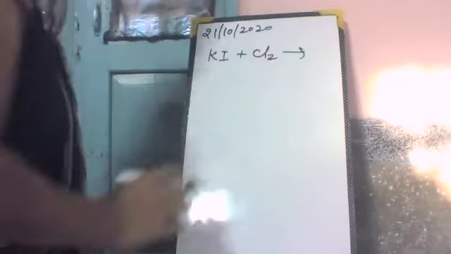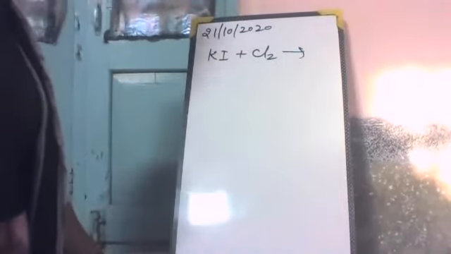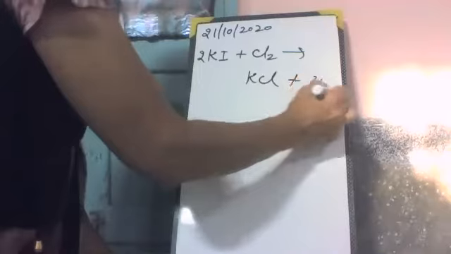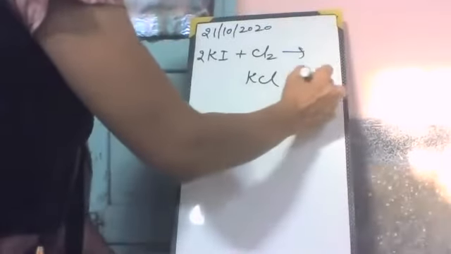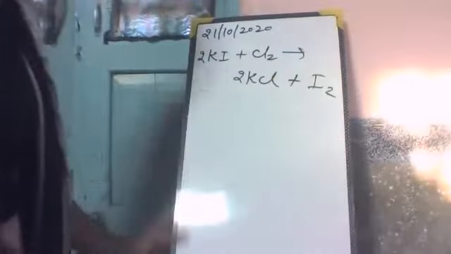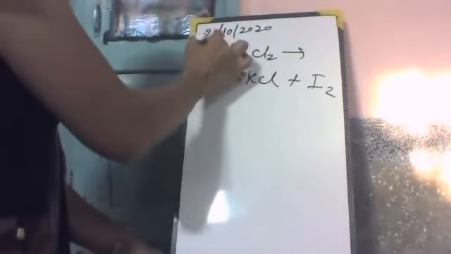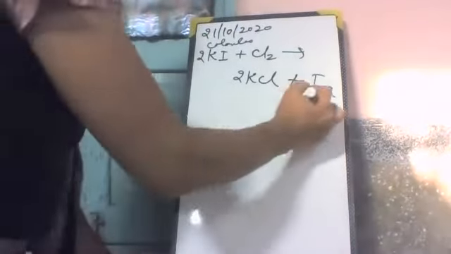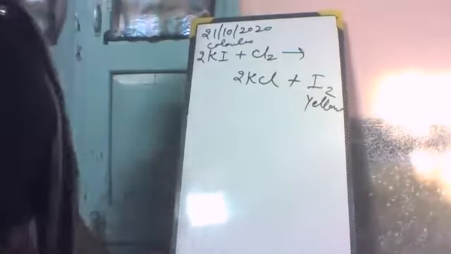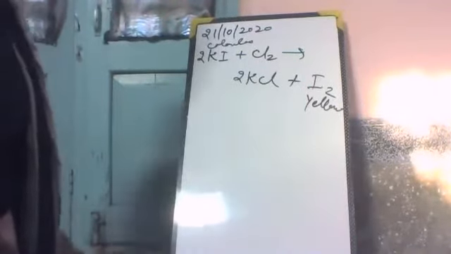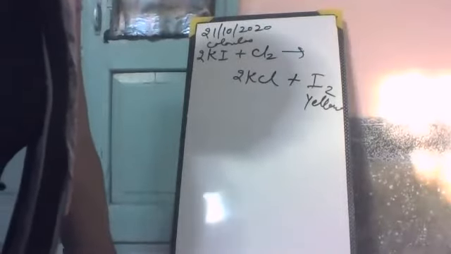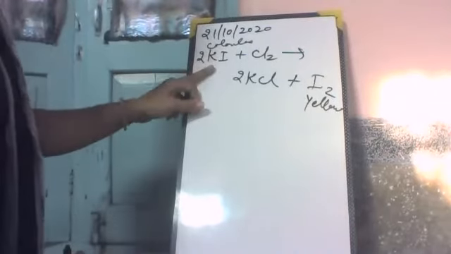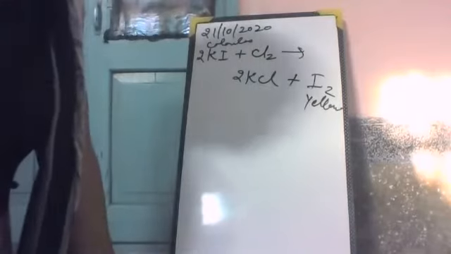One more example is potassium iodide reacting with chlorine. Potassium iodide reacts with chlorine and forms KCl and releases iodine. See, this is colorless. Potassium iodide is colorless, but a yellow gas is passed in the reaction. Pass chlorine gas through a solution of potassium iodide. Take some potassium iodide in solution and pass chlorine gas in this.